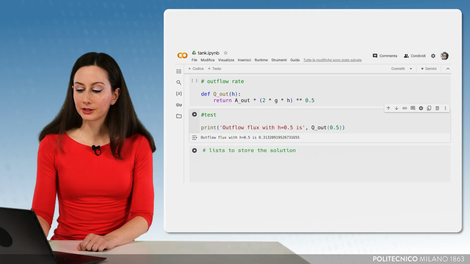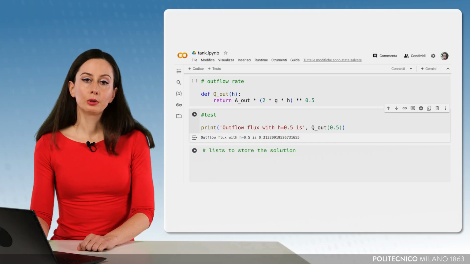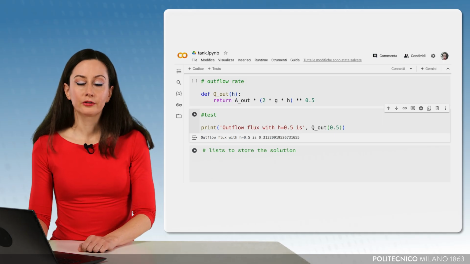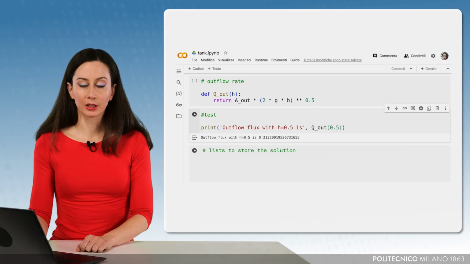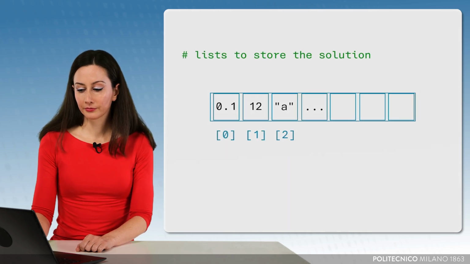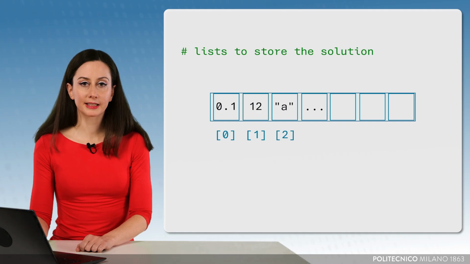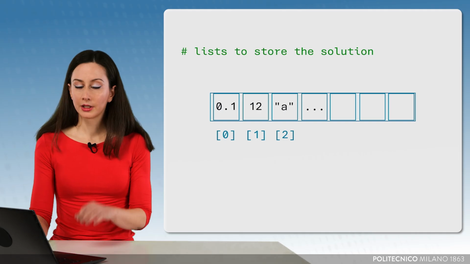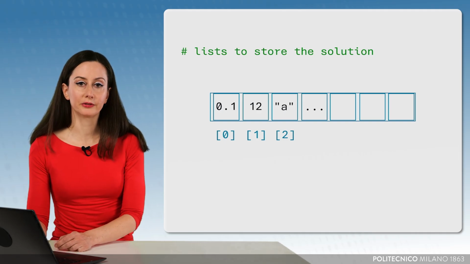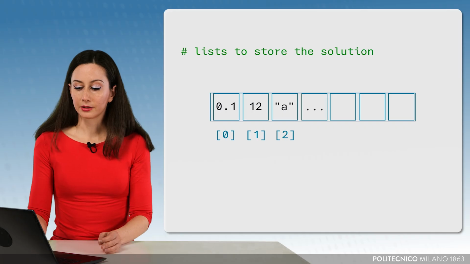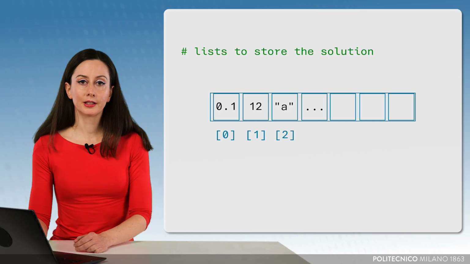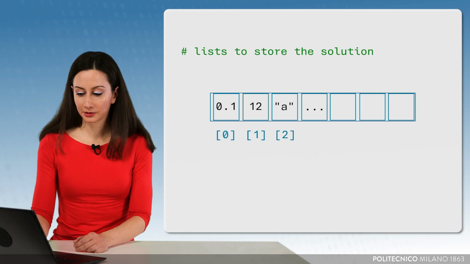Now we have all the ingredients to perform our simulation. What we need is a container to store all the values of the solution, h, for the different times. So for this purpose, we need to create lists. Lists are one of the most flexible data types in Python. They are ordered containers where we can store in each, let's say, drawer different types of data like numbers, strings, or even other lists. And each element has a precise position indicated by a number starting from 0.